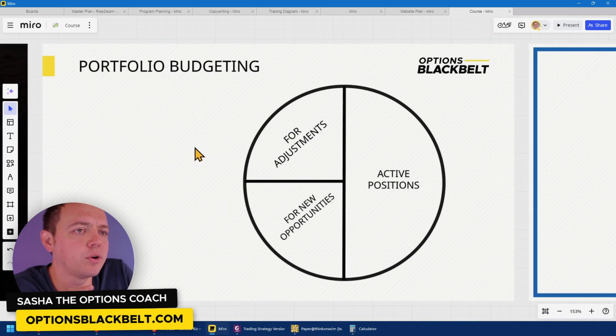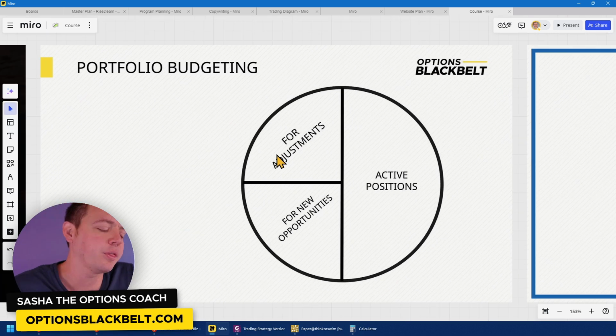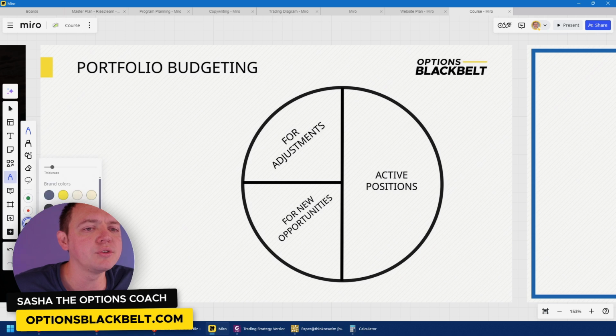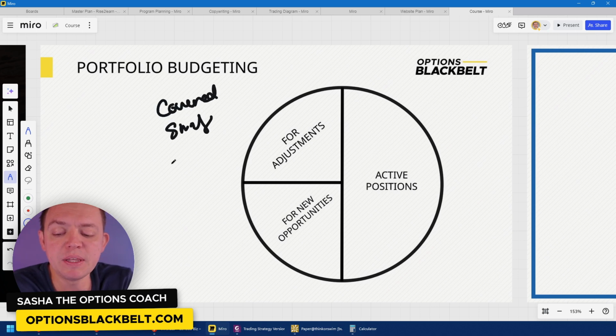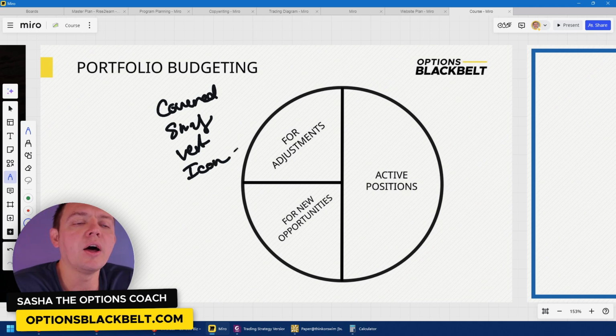So if we look at portfolio budgeting, what I'm going to share with you is how much capital you should use in these different zones, because what I like to say is it depends on your level of ability. Some people know how to trade covered calls only. Other people know how to trade just single options. Some people know how to trade vertical spreads, iron condors, and so forth. So it's going to vary from person to person based on their ability.